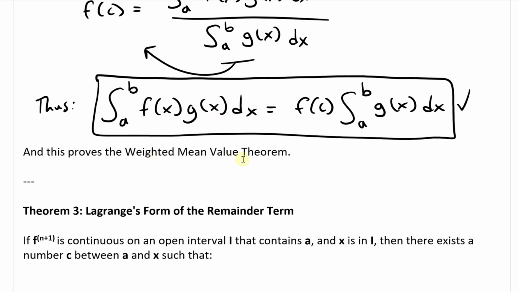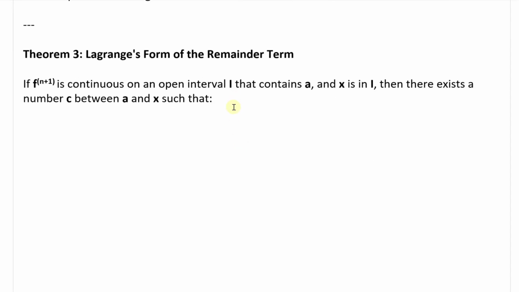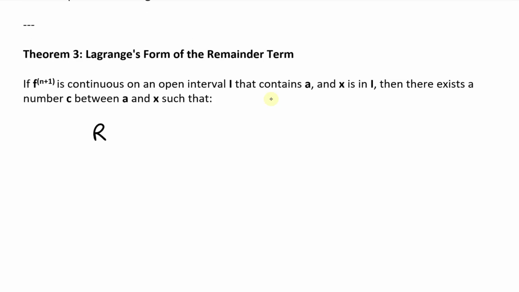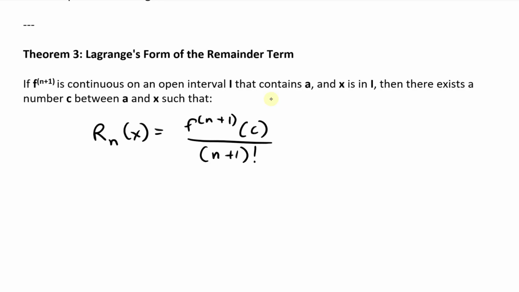So anyways, this proves the weighted mean value theorem, and now we're going to use that to prove theorem 3, which is Lagrange's form of the remainder term. So if the n plus 1 derivative of f is continuous on an open interval I that contains a, and x is in I, then there exists a number c between a and x, all in the open interval I, such that we can write this out as Lagrange's form of the remainder term: R n of x is equal to f to the n plus 1. Again, this is not going to be an integral, so it's simpler than the previous version. So the n plus 1 derivative at c, divided by n plus 1 factorial, times x minus a to the power of n plus 1, like that.